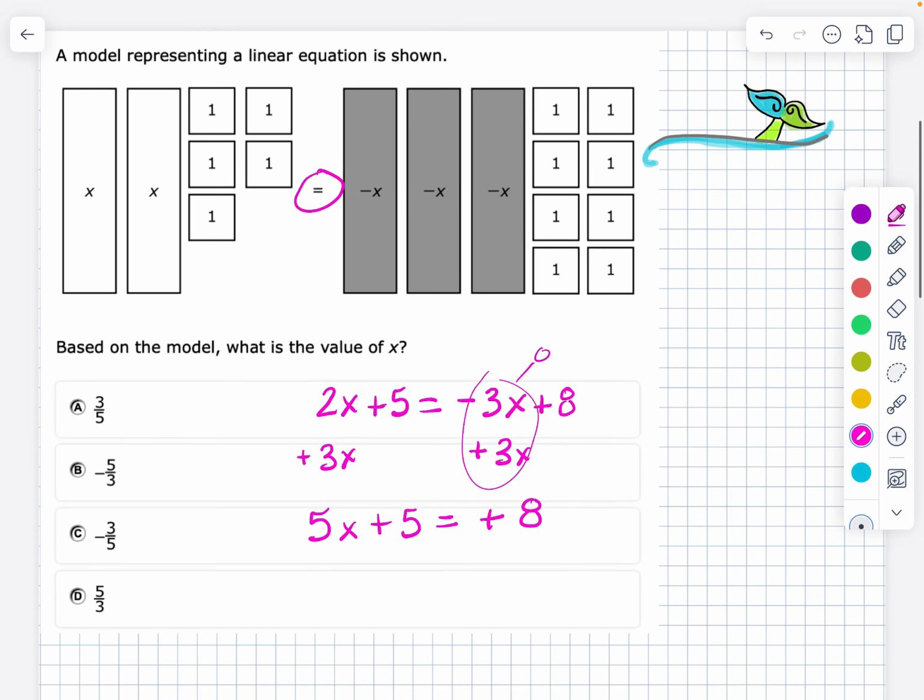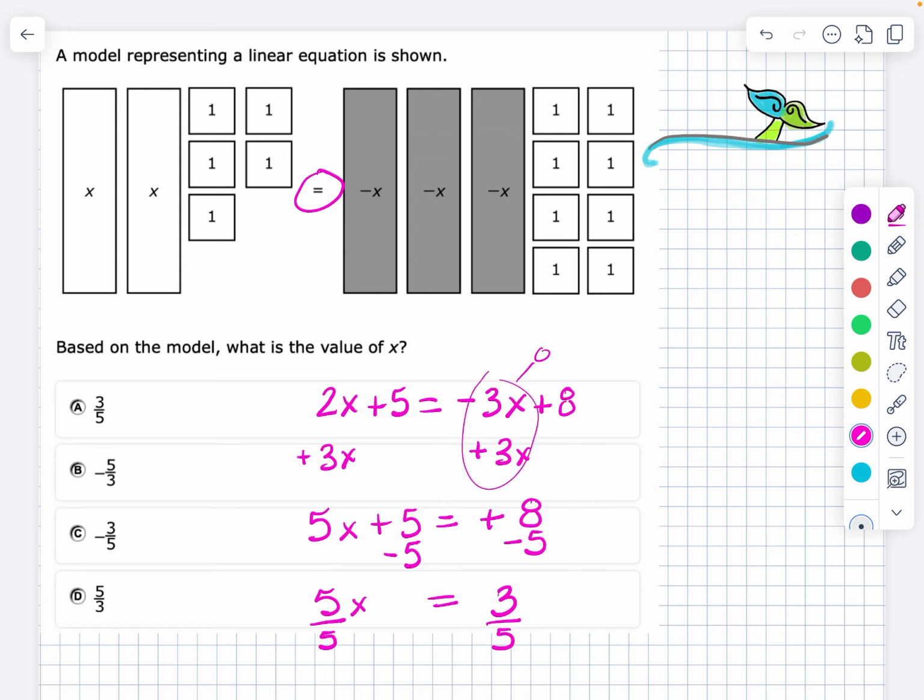Okay, and now I've got 5x. Well, let's do this. We're going to subtract 5 from both sides because we want x by itself. So now we have 5x is equal to 3. And this is looking good because all of my answers here have a 3 and a 5 in them, all of them. Okay, so now I'm going to divide both sides by 5.